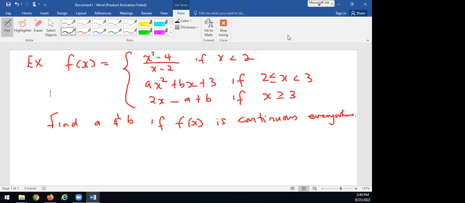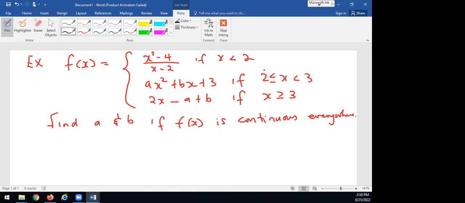All right. So any idea what we can do? We are told that the function is continuous everywhere, and we want to find the unknowns a and b. So what do you think we can do to do that? What do we know about a continuous function? If the function is continuous, we know that the left-hand limit and the right-hand limit must be equal, right? And then it's also going to equal the function value, meaning when you plug in that particular value into the function. So that's what we're going to do.